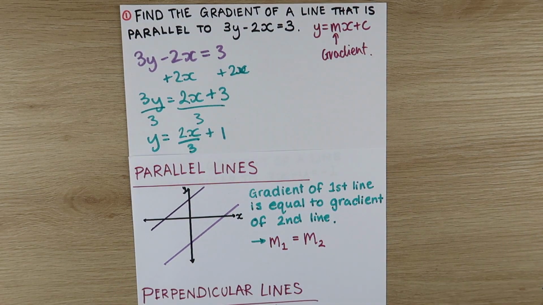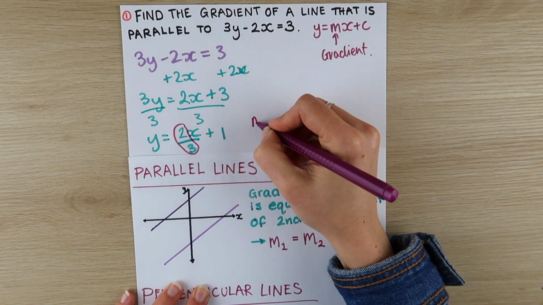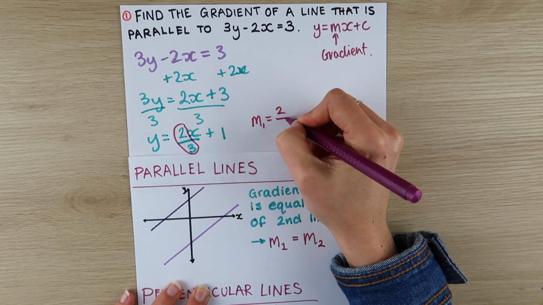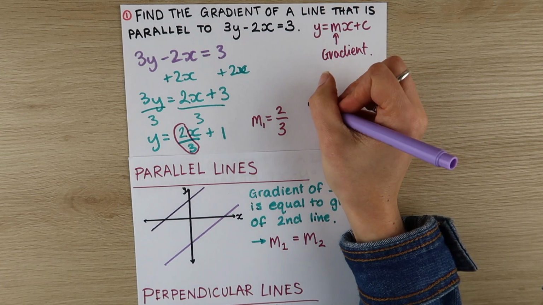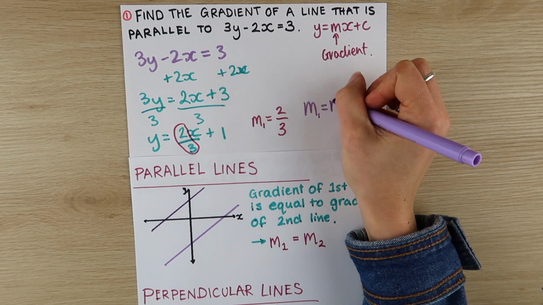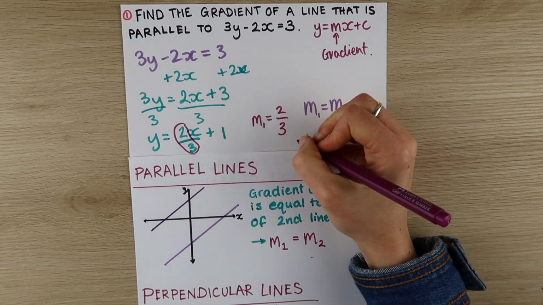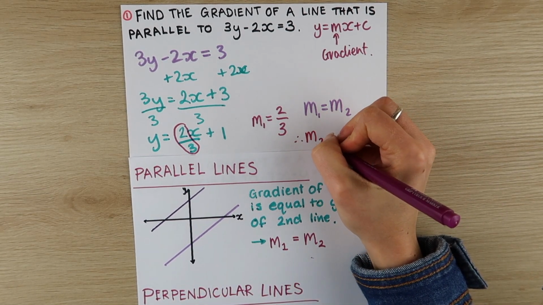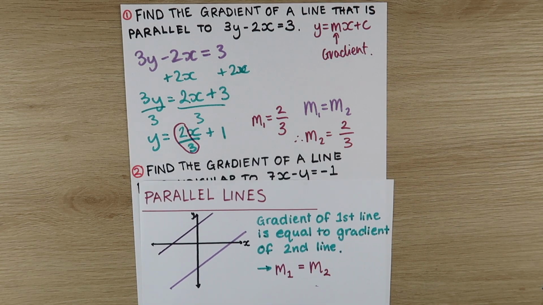Looking at my first equation, I can see that m is equal to 2 over 3, 2/3. So using the fact that m1 is equal to m2 for parallel lines, we can say, therefore, m2 is equal to 2 over 3. And that is the answer for that question.